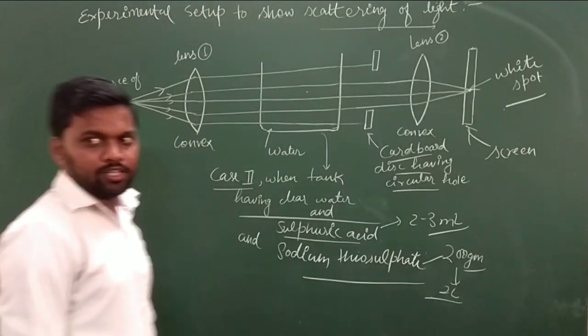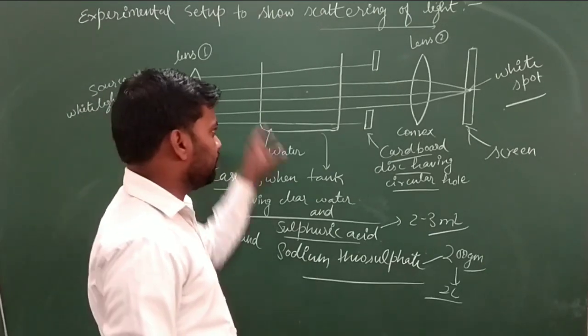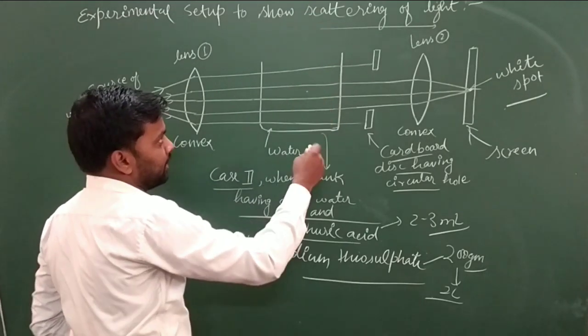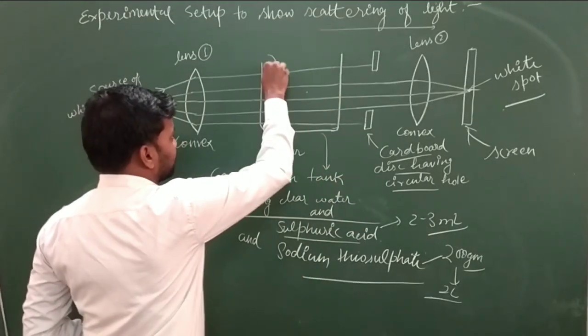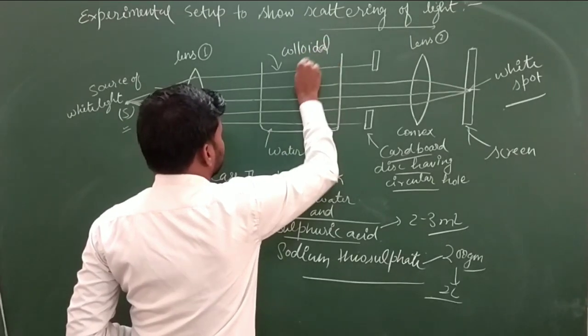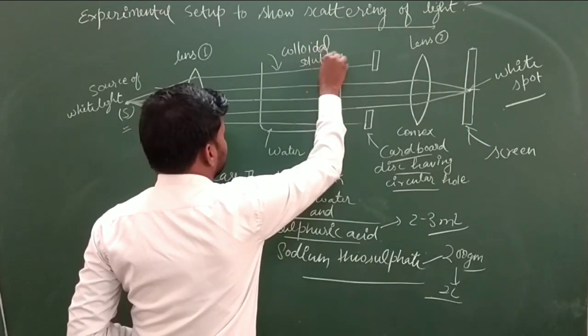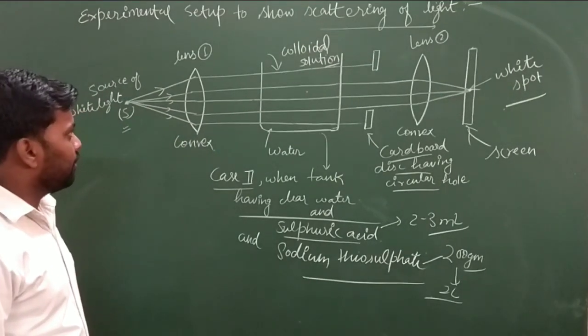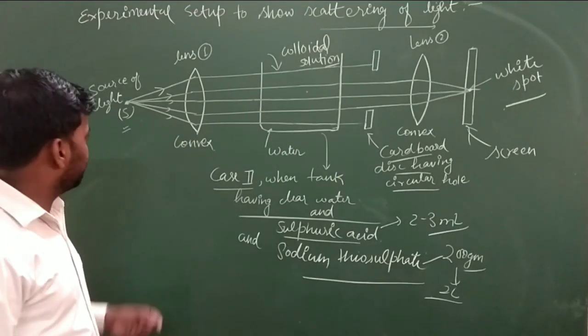What will happen? The sulfur particles will form inside the water and move in the water, and it will form a colloidal solution. So here we will get a colloidal solution, that is, an even distribution of the particles. Okay, so now what will happen in this case?